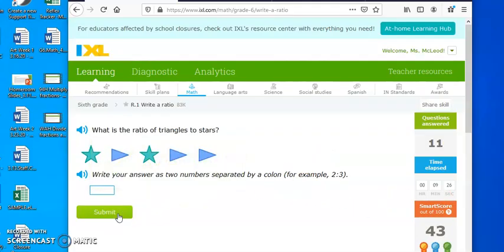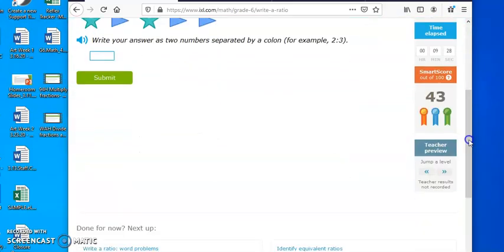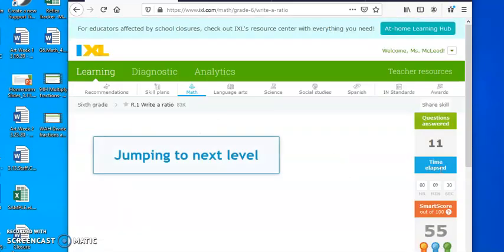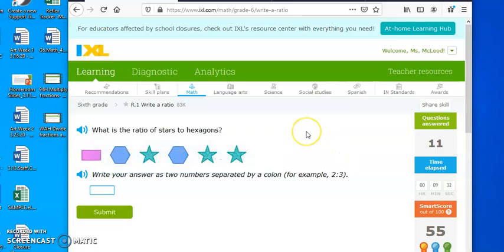Awesome. Okay, we're going to jump to a little bit higher level, make sure we understand it. What is the ratio of stars to hexagons? So stars is going to be our first number, hexagons is going to be our second number. First thing I'm going to do is count the stars. I've got 1, 2, 3 stars. I'm going to input my colon. And now I'm going to count my hexagons. I've got 1, 2 hexagons. So it's 3 to 2.